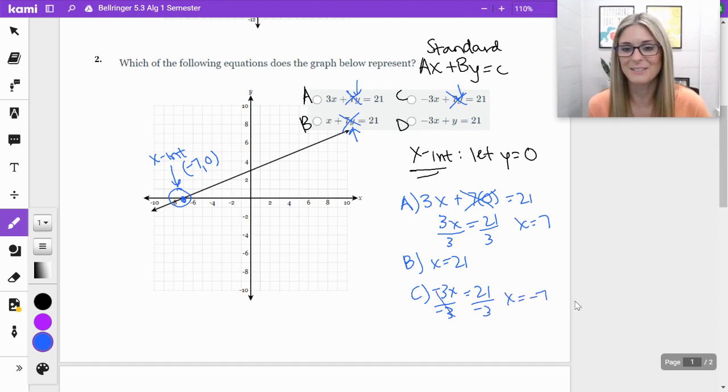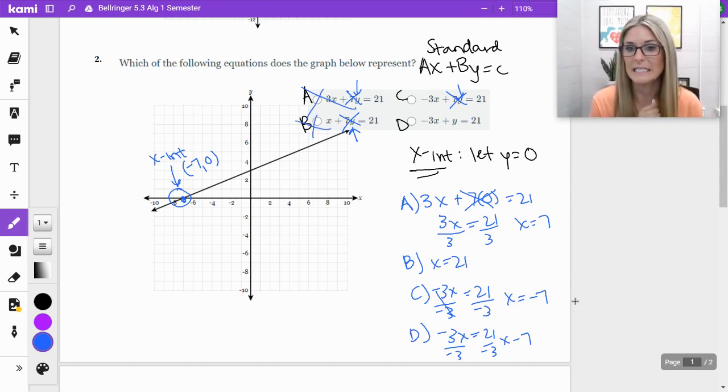Yes, here we are. X equals negative 7. That'll work. I'm going to eyeball. Ooh, D. D has the same thing. Negative 3x equals 21 when I divide. I'm also going to get a negative 7. Okay, so I know it's not A or B. We're going to just focus on C and D there.